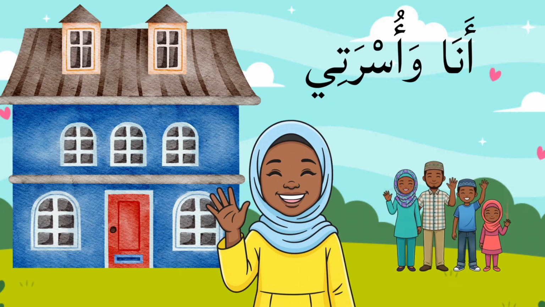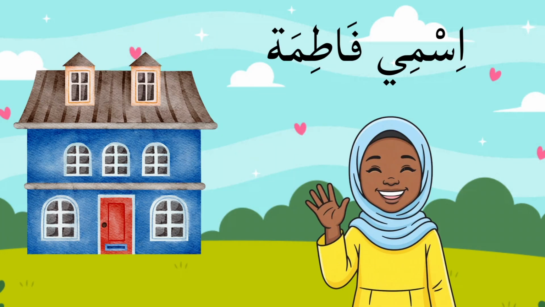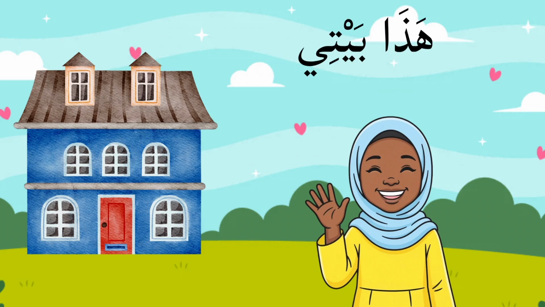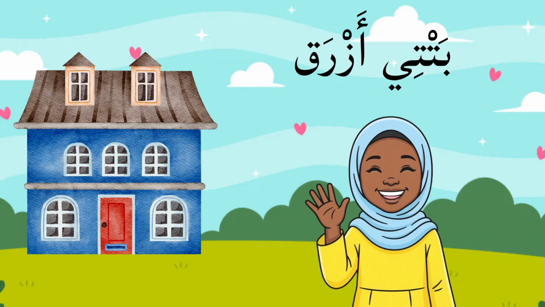أنا وأسرتي. Me and my family. اسمي فاطمة. My name is Fatima. هذا بيتي. This is my house. بيتي أزرق. My house is blue.